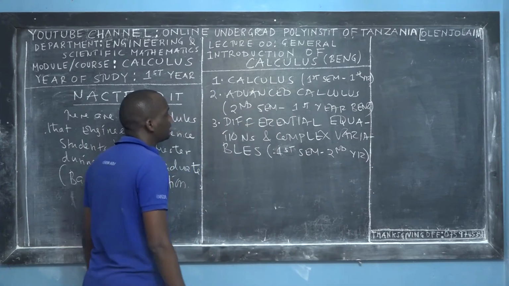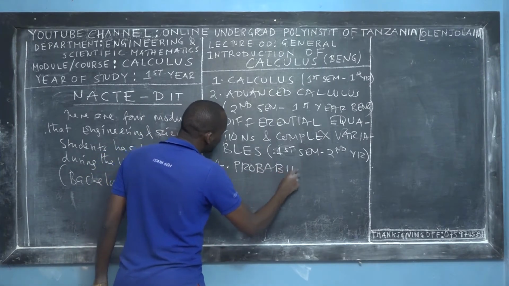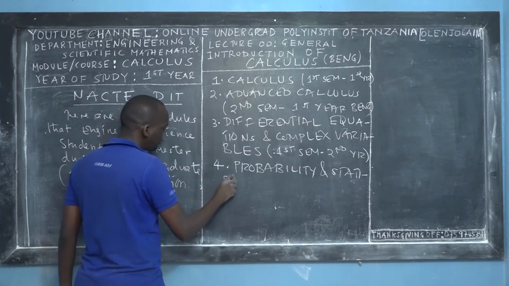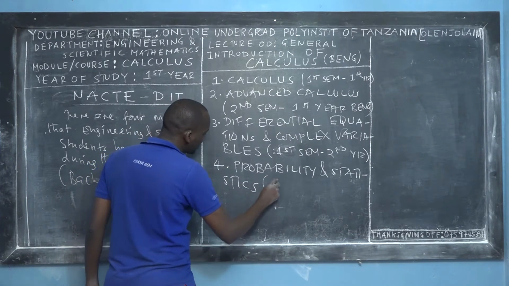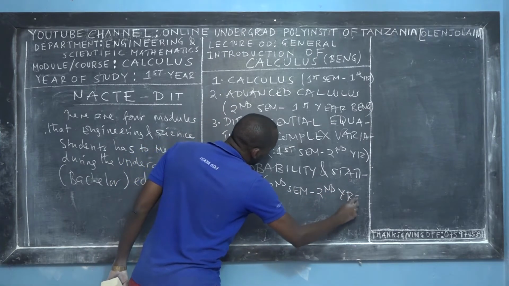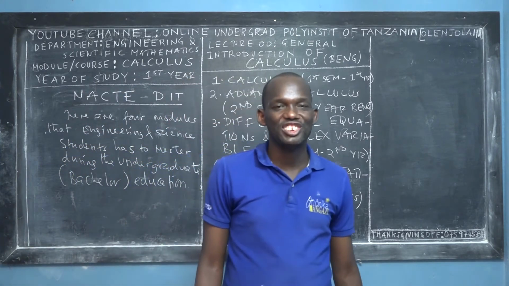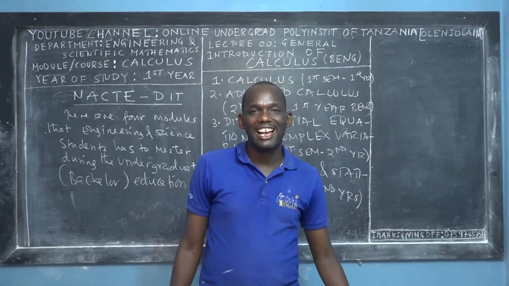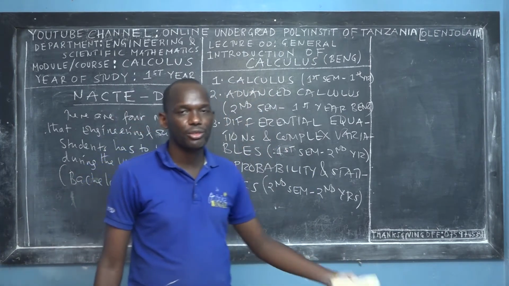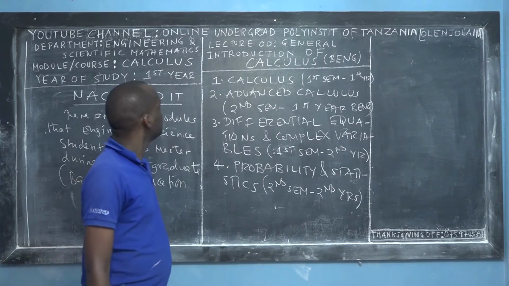Then the last module, a very interesting one, we call it Probability and Statistics. This is learned in the second semester of second year. And according to NACTE, you can then apply the competence-based engineering and scientific mathematics in your core engineering and mathematics courses. The undergraduate programs are provided for 3 years in many institutions under NACTE, or even 4 years for those who come from advanced secondary school. So these are the 4 modules.